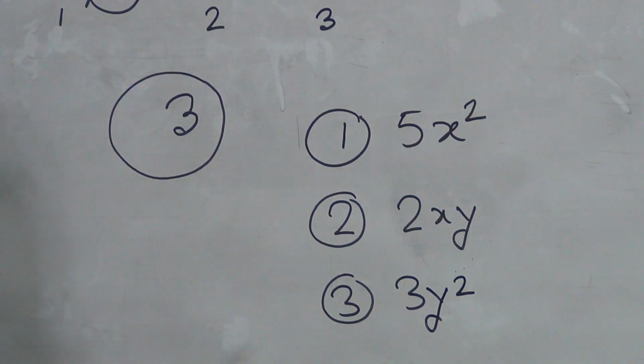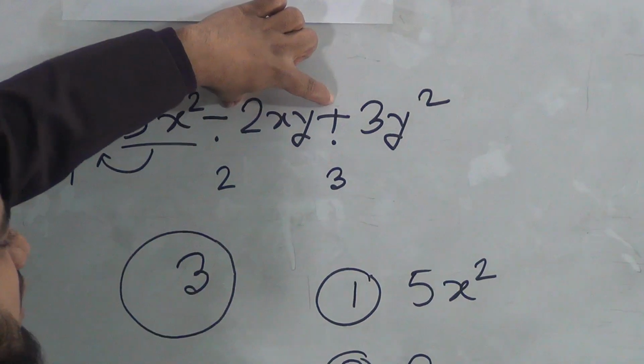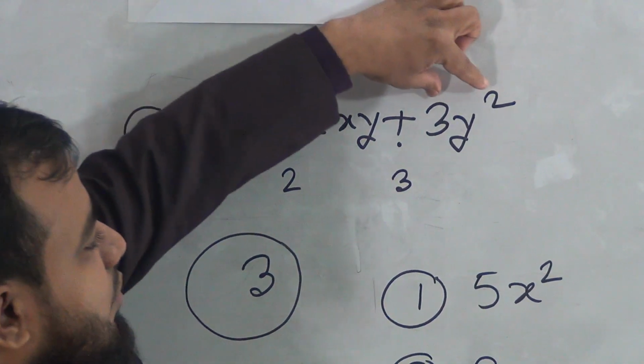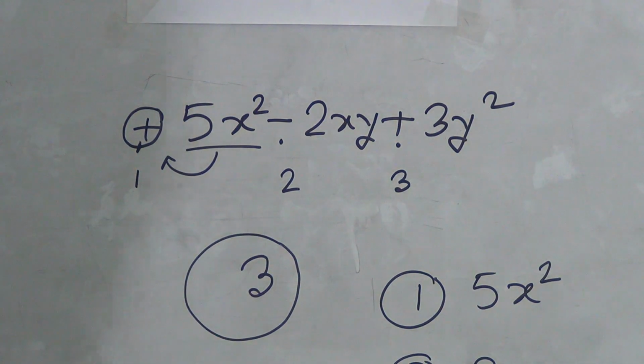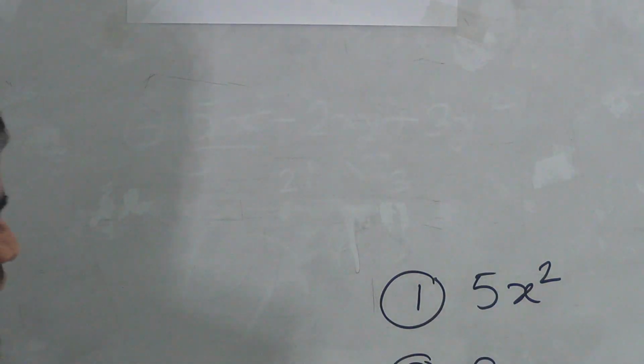Why are these terms? Because plus and minus signs separate the terms. This plus sign and minus sign separate these terms. 5x square is the first term. This minus sign and plus sign separate this term, so twice xy is the second term, and the third term is thrice y square. I think you have understood activity A: there are 3 terms in the first expression and the terms are these ones.